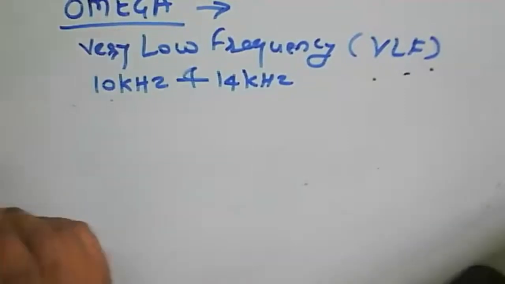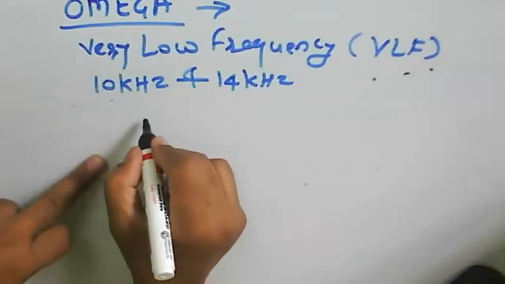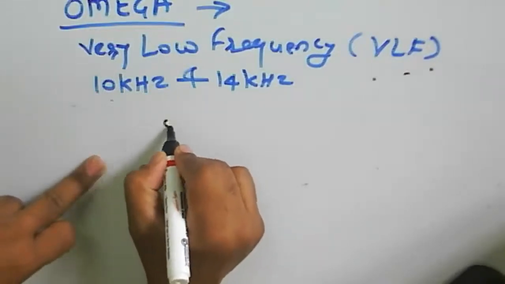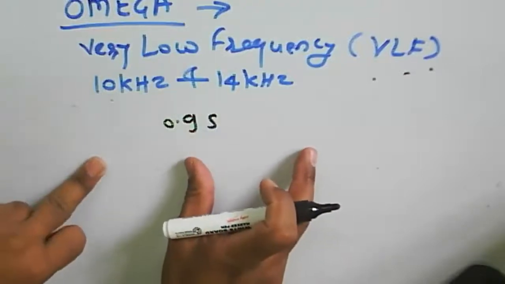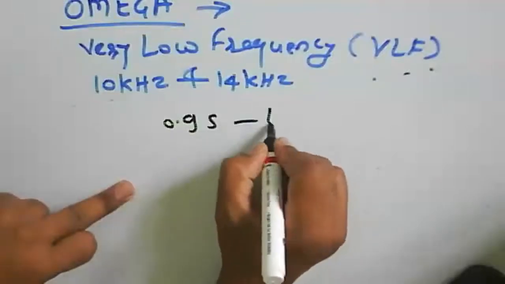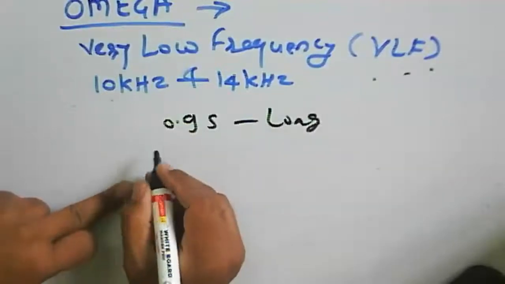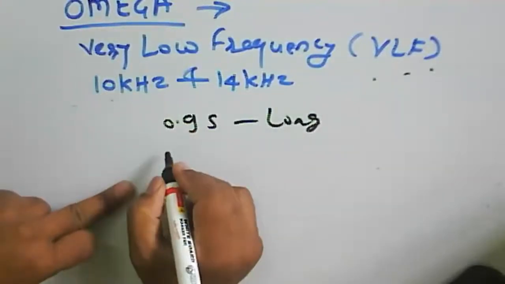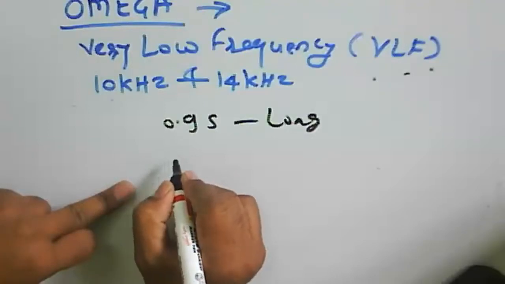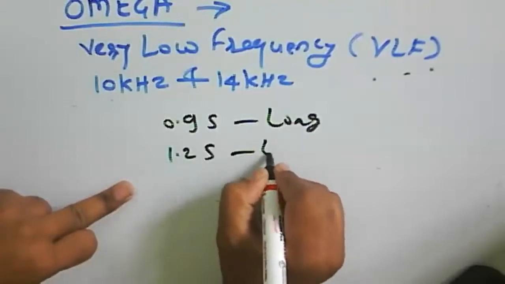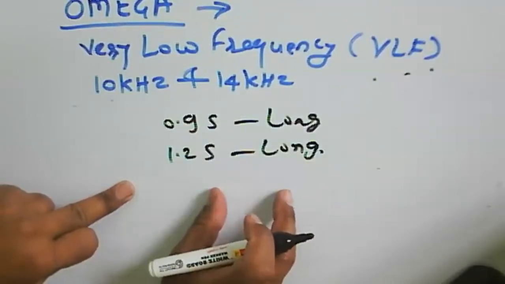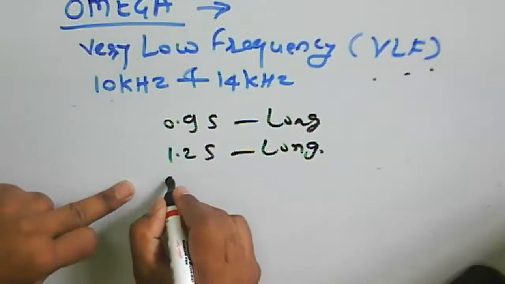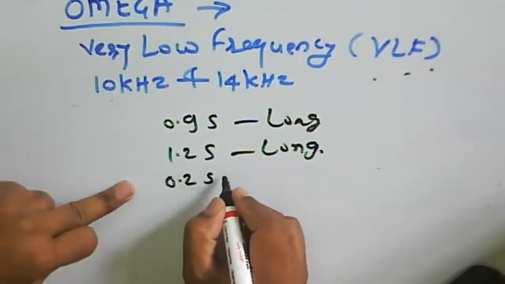Each transmission segment is between 0.9 second and 1.2 seconds long. That is the transmission time. And in between each and every transmitting station's transmissions there will be a 0.2 second interval.